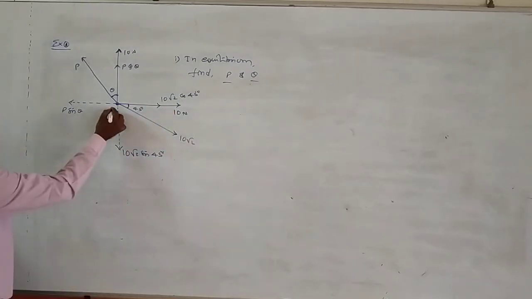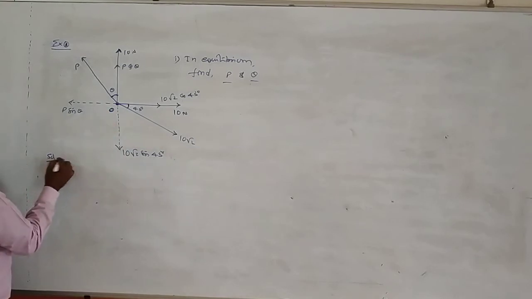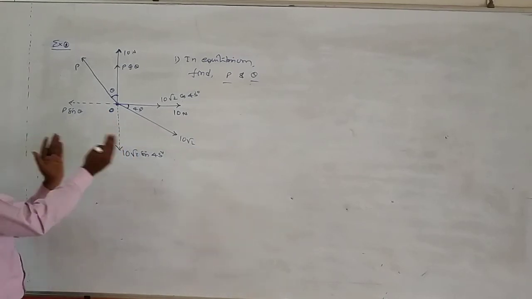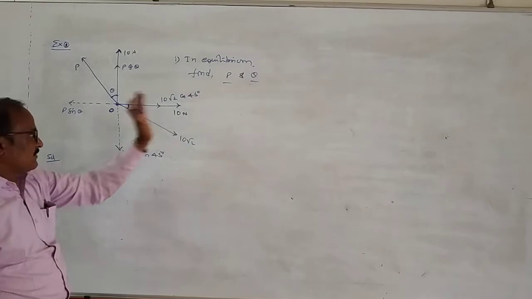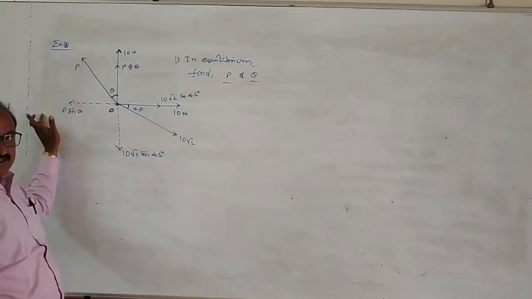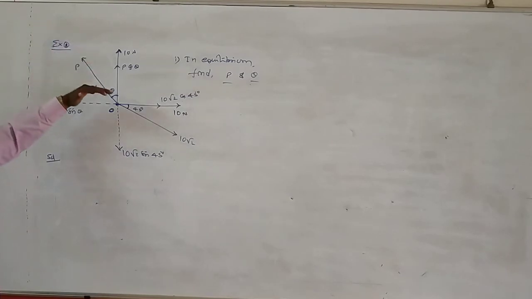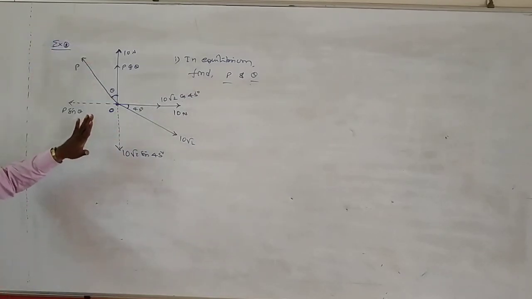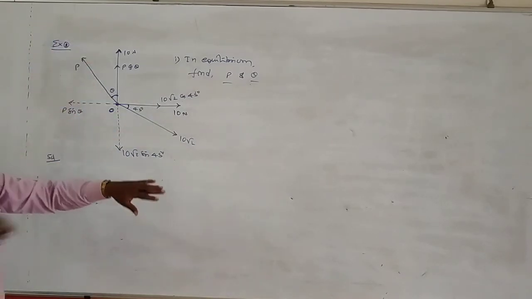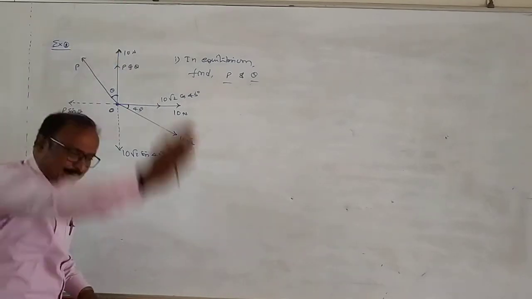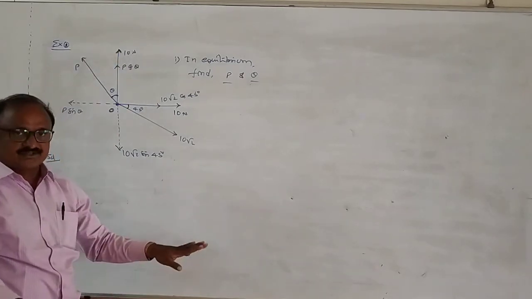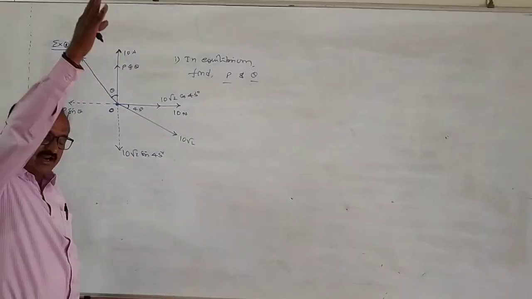Right, my dear students? Suppose the point O is in equilibrium. The sum of the forces acting towards the right is equal to the sum of the forces acting towards the left, or the sum of the forces acting upwards is equal to the sum of the forces acting downwards. All these forces will be resolved into two perpendicular components, one along the x direction and the second along the y direction.